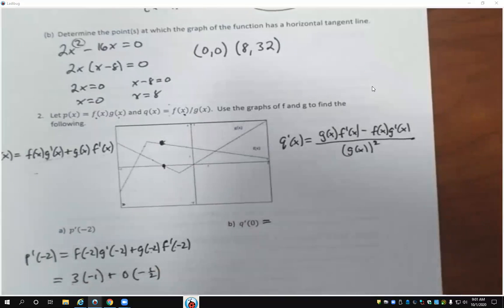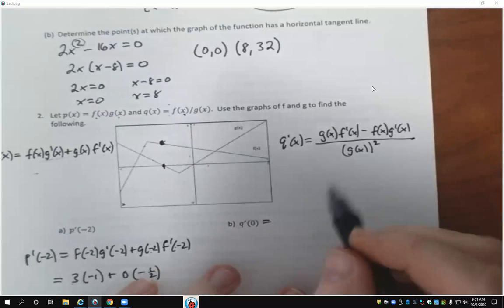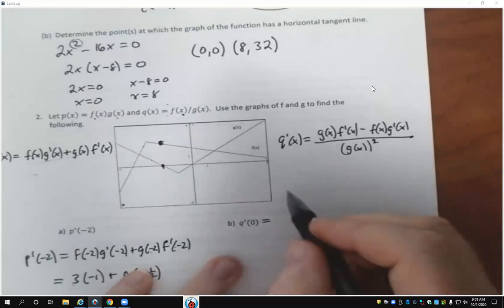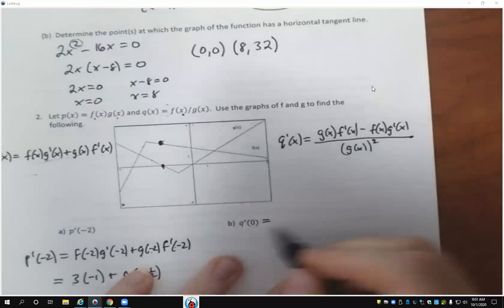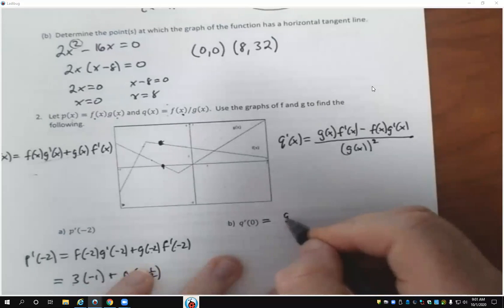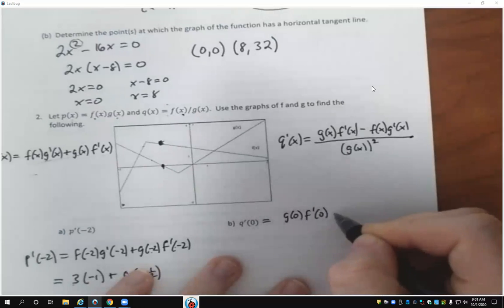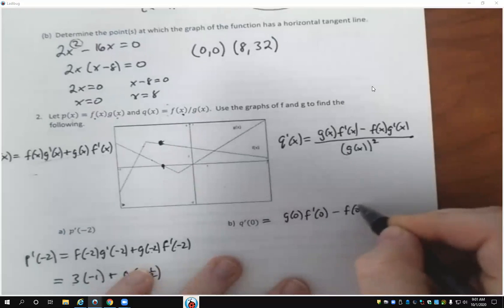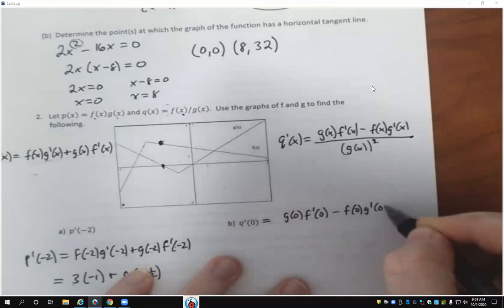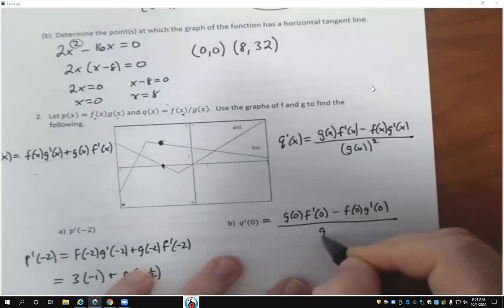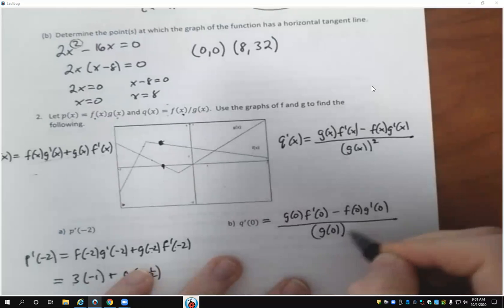And now we're asked to find q prime of 0. Okay, which means q prime of x is this, q prime of 0 is g of 0, f prime of 0, minus f of 0, g prime of 0, over g of 0 squared.